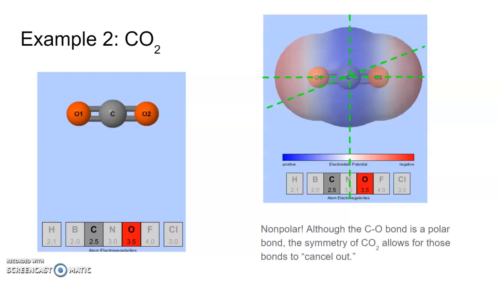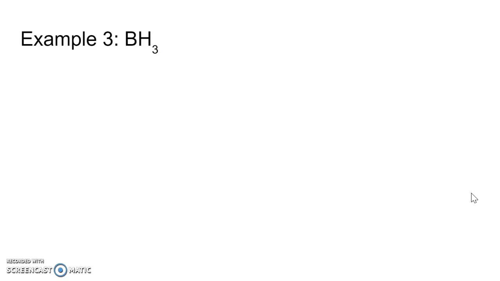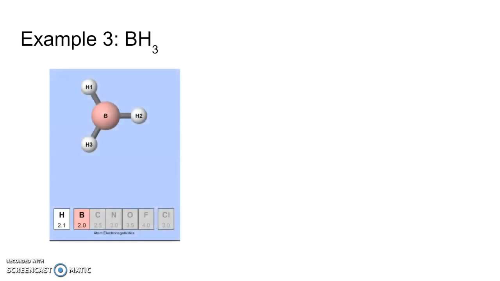This is just a quick summary of what I just talked about. And let's go on to example 3. So let's look at BH3. Go ahead, pause, and draw BH3. Okay, now that you've drawn it, remember that BH3, for boron, is an octet exception. It's only got 6 valence electrons in its outer valence shell.